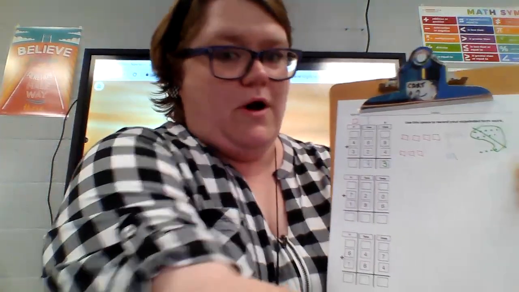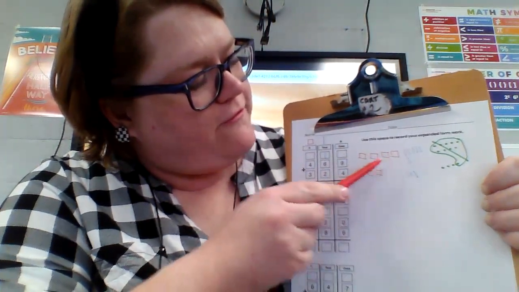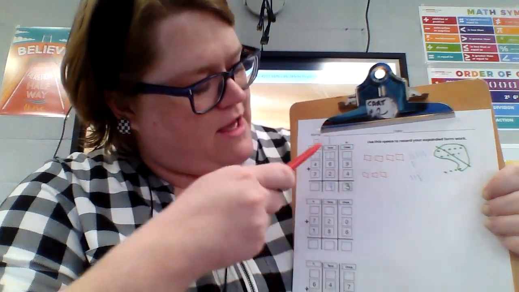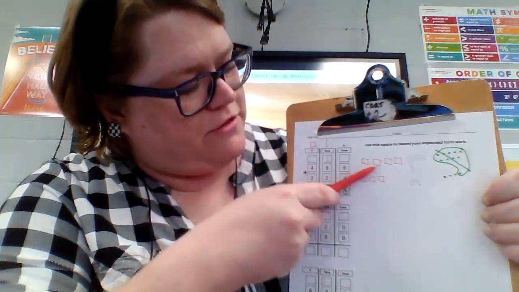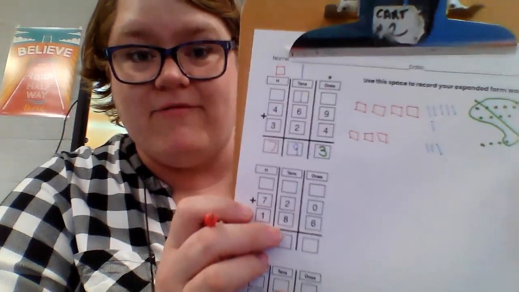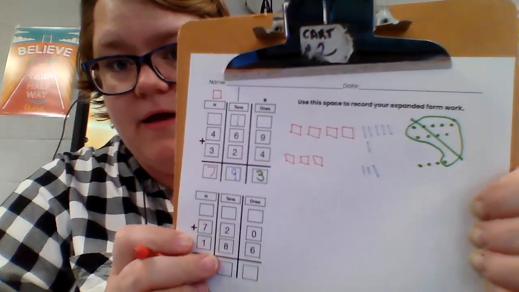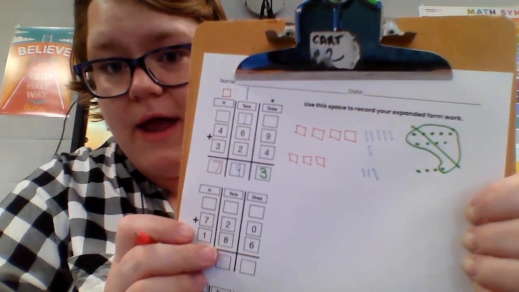Now let's do our hundreds. 1, 2, 3, 4, 5, 6, 7. I added up 4 and 3 to have 7. So our total, 793, using my base 10 shorthand.